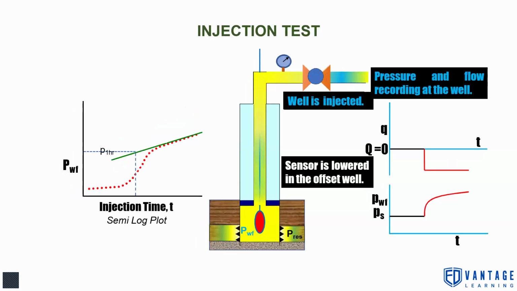Then injection tests. An injection test is when we try to inject into the reservoir to see the reservoir capacity, or the reservoir's ability to take fluid at an injection rate. Injection test is also done, suppose we are planning for a water injection during secondary recovery. We want to see what the safe injection rates are for this well. Injection test is also done to understand the communication with the offset well if it is a multi-well test.